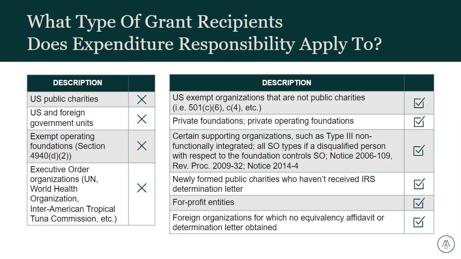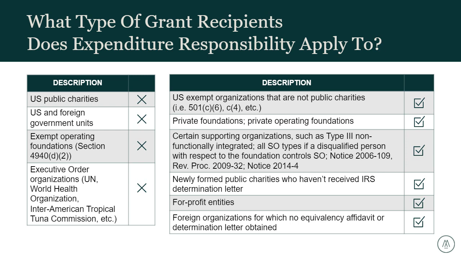So this is just a quick reference chart, and I won't go through this in detail. Hopefully it will be a good reference point for you to see when expenditure responsibility applies. One call out here I wanted to make is newly formed public charities. We get this question a lot. Those organizations that just submitted maybe their tax-exempt Form 1023 application and haven't received a ruling.